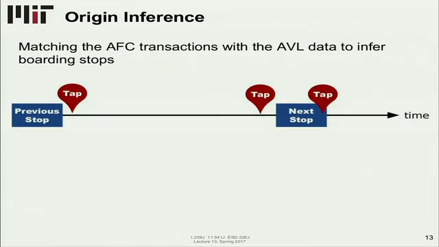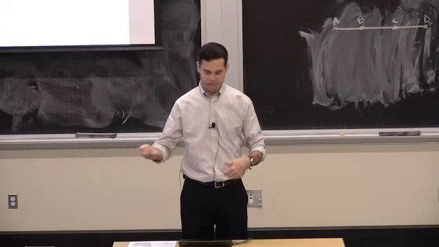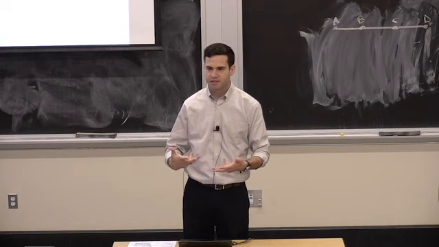Let's start with origin inference. The first letter in ODX is origin inference. So we're looking at a bus which has one stop and then another stop. And if we match the AFC transaction times to the AVL stop visit times, we can put them on the same timeline and realize, well, there was a tap right after the AVL system said that the bus left that stop. It's very close, however, to that stop. So let's assume that maybe the bus pulled out and started moving and the person was finding the card. But you still tap. If it's close enough, let's assign it to that stop, right?